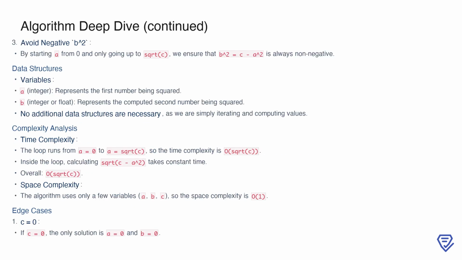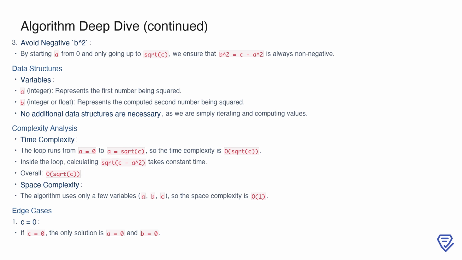By starting a from 0 and limiting it to sqrt(c), we ensure that the computed value of b², which is c − a², is always non-negative. This eliminates the need for additional checks to avoid negative values of b².